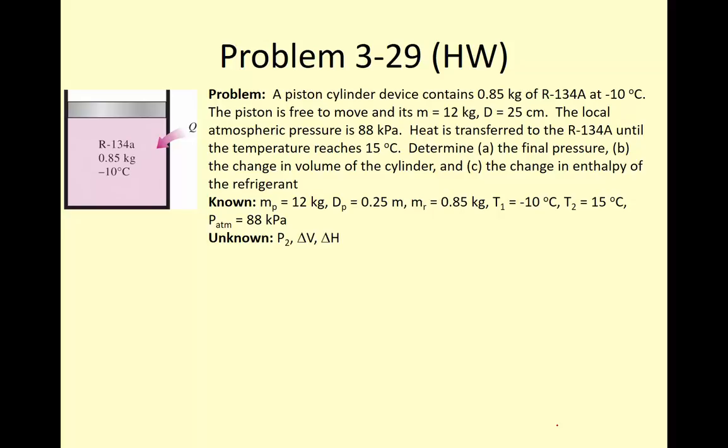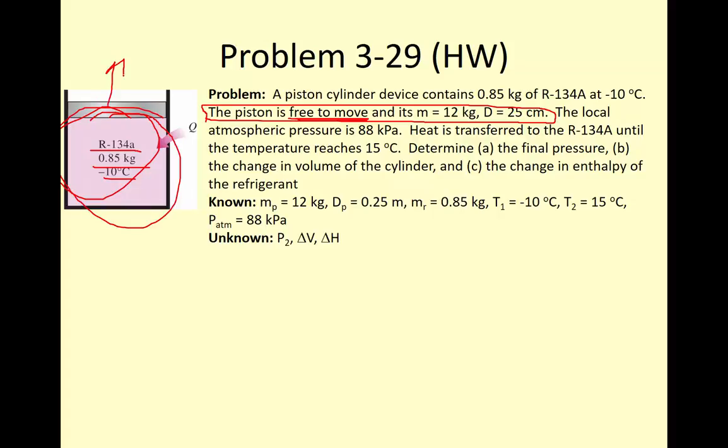So problem 3-29 is actually a homework problem, and I wanted to give you a little hint and a head start on that, because there is a little bit of tricky stuff in it. So in this problem, you have a piston cylinder device, and it has R134a as the working fluid at negative 10 degrees Celsius, and there's 0.85 kilograms of it. Okay, so the piston is free to move, and it gives you the mass and the diameter of it. Okay, the first thing you should know is that when it said the piston is free to move, in other words, as this gas expands, the pressure will remain constant.